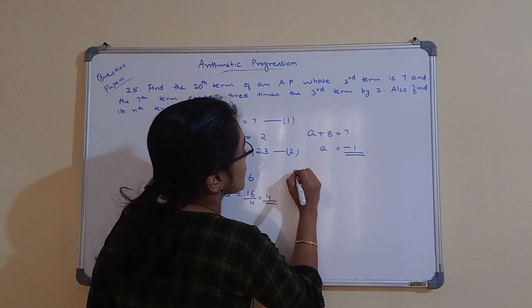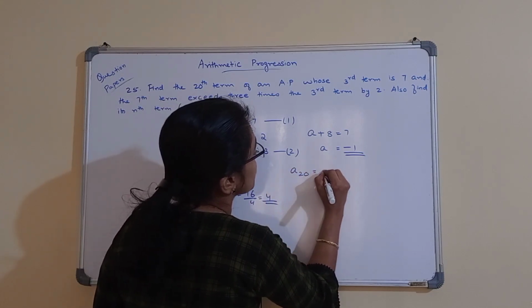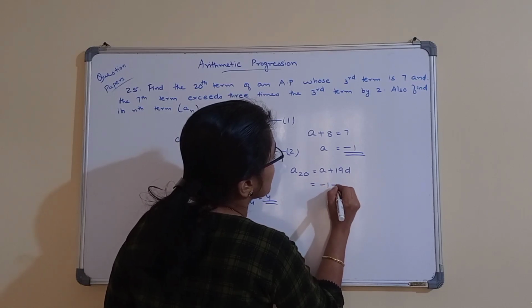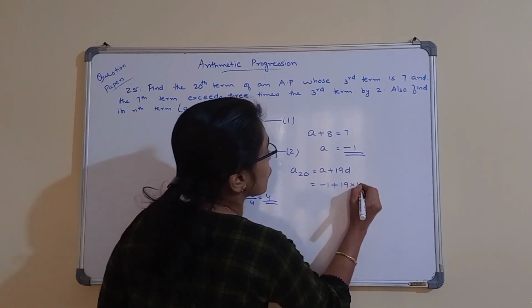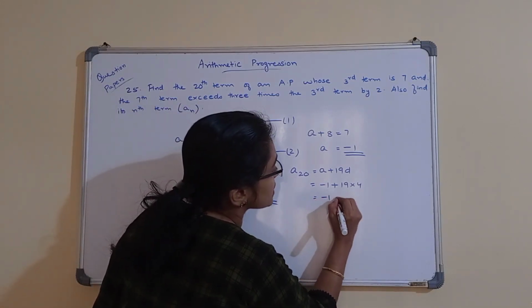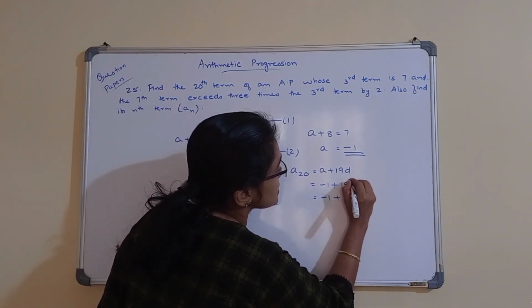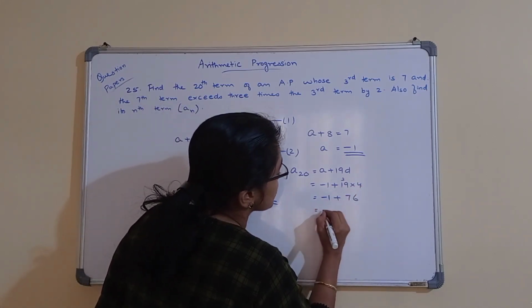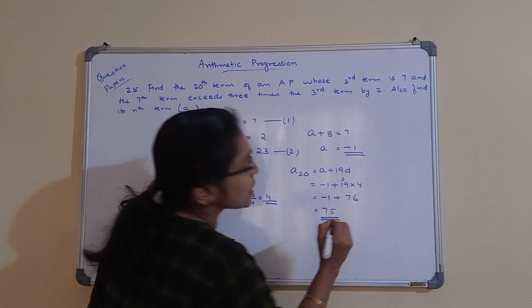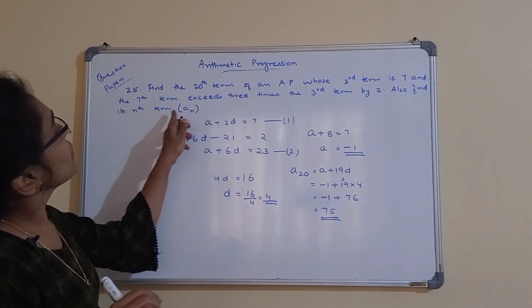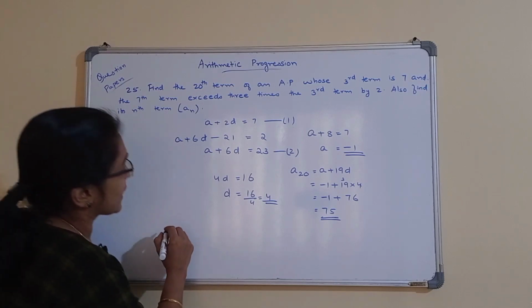What is the 20th term? A20 is equal to a plus 19d, which is equal to minus 1 plus 19 into 4. d is 4. So this is equal to minus 1 plus, 4 nines are 36, 3 carry 1, into 4, 4, 4 plus 3, 7. So this is equal to 75. The 20th term is 75.